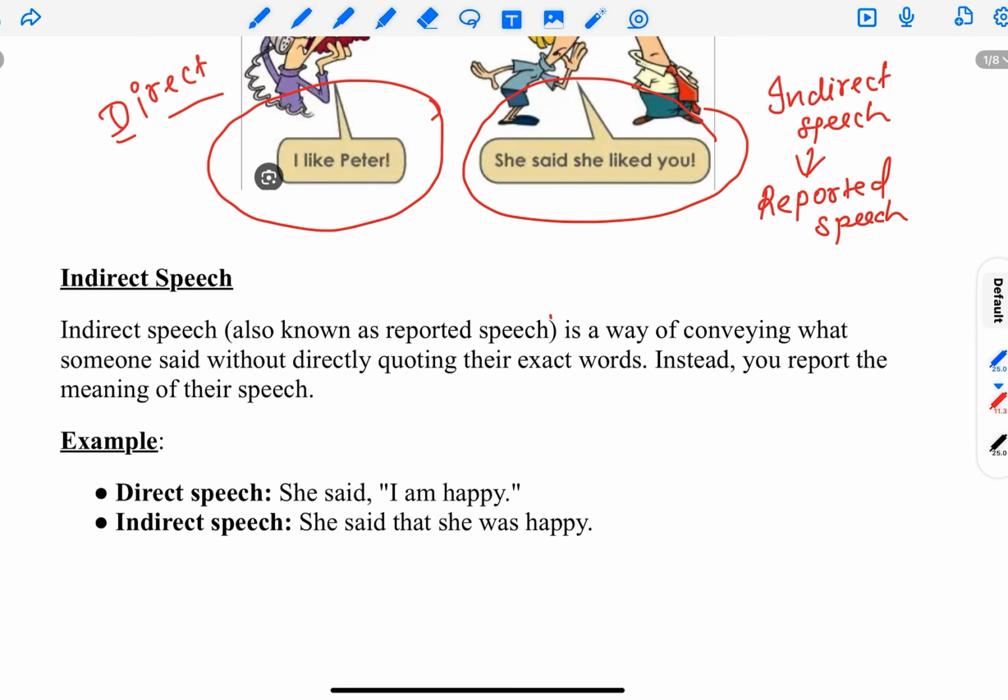Indirect speech is also known as reported speech. Please keep in mind, it's a way of conveying what someone said without directly quoting the exact words. Instead, you report the meaning of their speech. So both in direct and indirect, the meaning will not change.